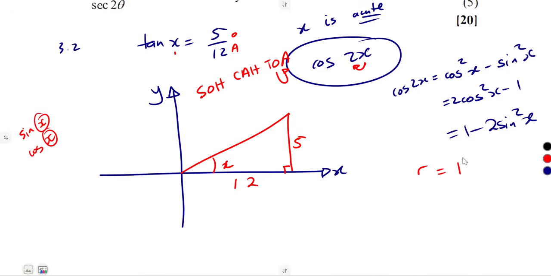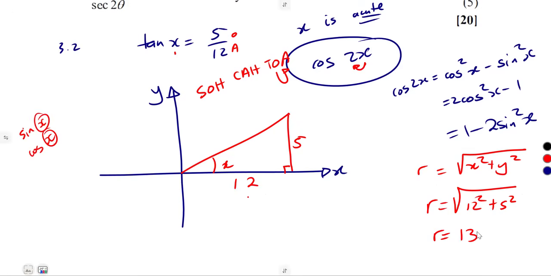So the hypotenuse is the square root of x squared plus y squared. Our x value is 12, our y value is 5. That was going to give us 13 at the end, from the square root of 169. So this is 13. This is what I'm trying to say.